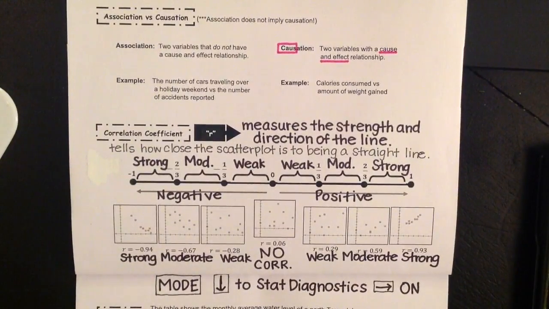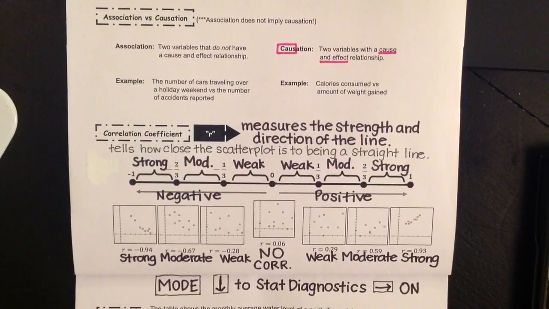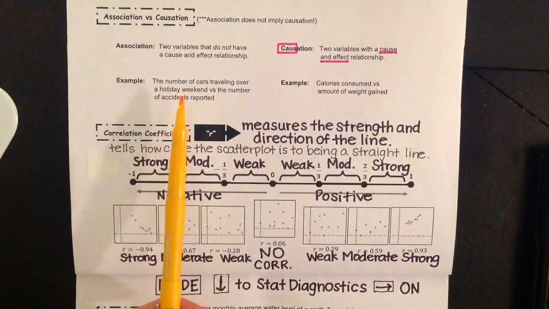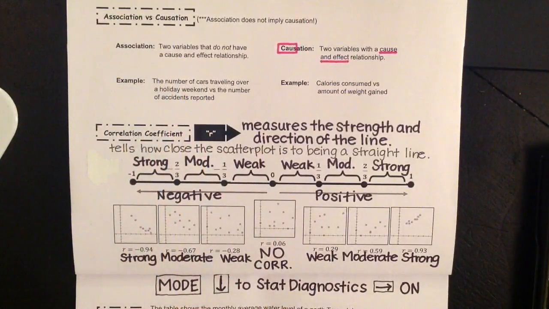Okay, to wrap up our category, we are going to talk about association and causation, and you can clearly see that association does not have a cause and effect relationship. So the number of cars traveling over a holiday weekend versus the number of accidents reported. Cars traveling is not going to impact the number of accidents. It may influence it, but it's not going to be a direct cause. There's going to be other factors to consider.